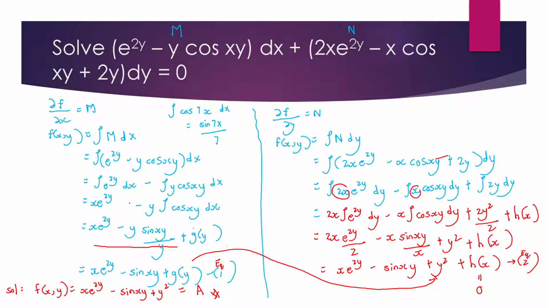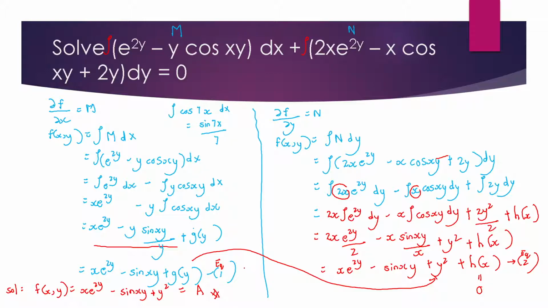Mean you can obtain fxy by integrating M dx here. Once you prove this is an exact differential equation, to get the fxy you can integrate the first term with respect to x. Fxy can also be obtained by integrating the second term with respect to y. So you get two fxy here.